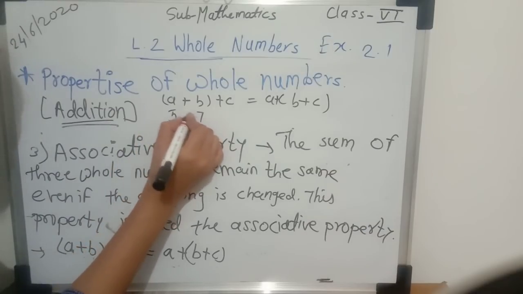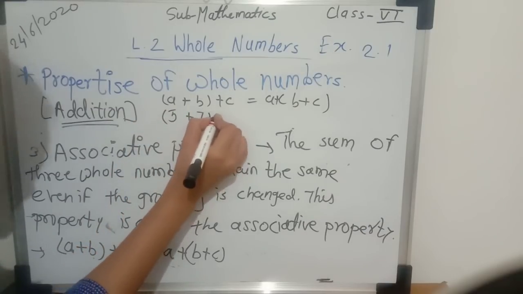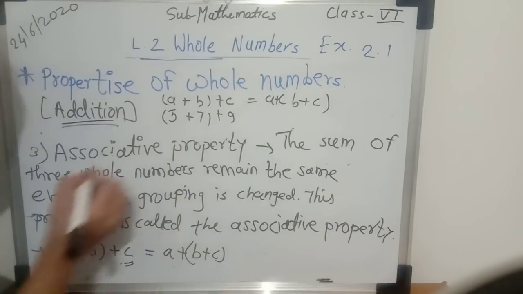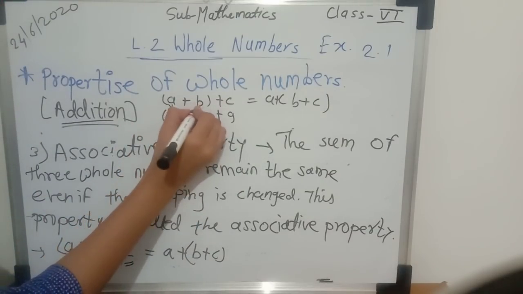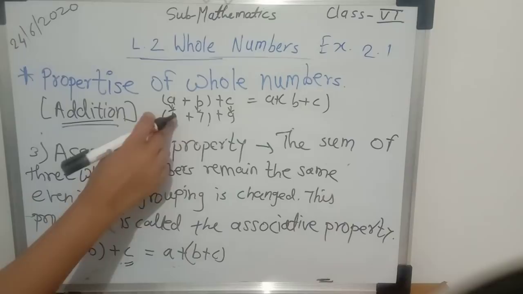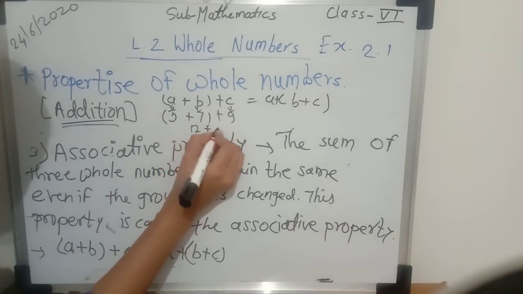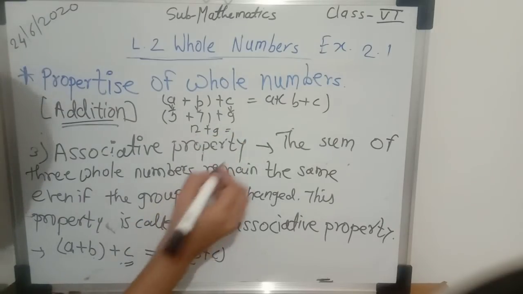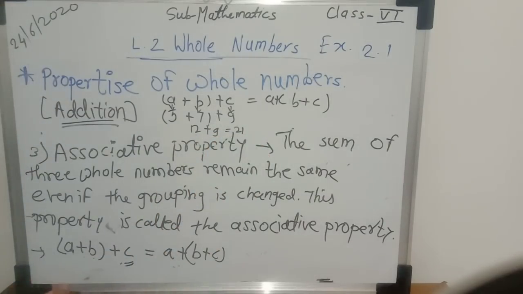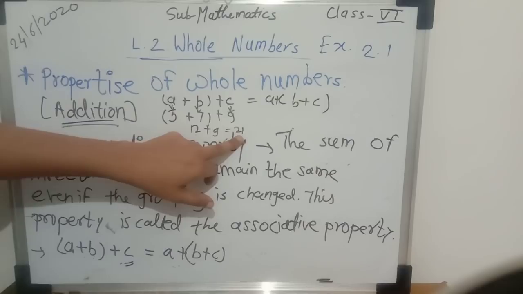Okay, 5 plus 7 plus, here take 9. 5 plus 7 is equal to 12. 12 plus 9 is 21. In this order, we get the answer 21.